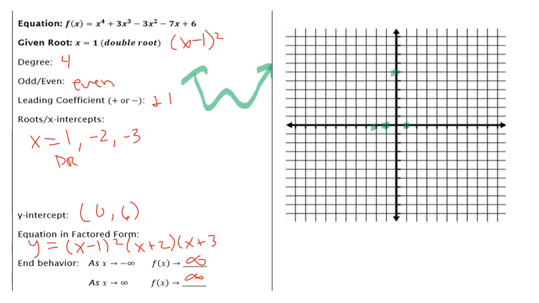So now when we go ahead and connect this, we're going to start from the top, go down. We have a double root at 1, because this is where our double root is. And it would look something kind of like this.